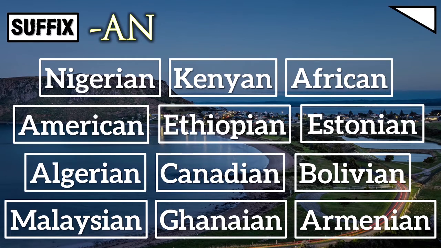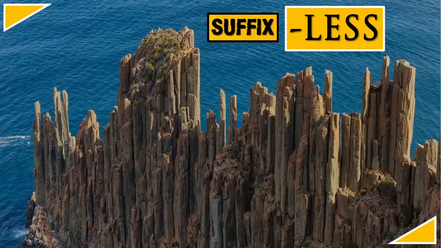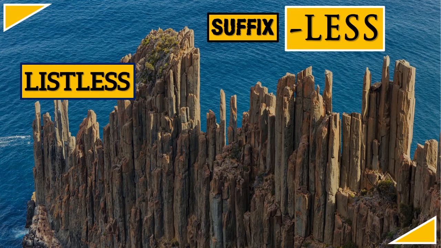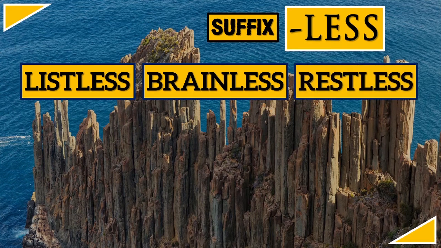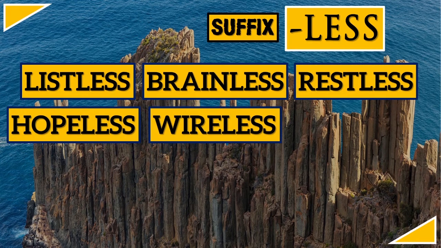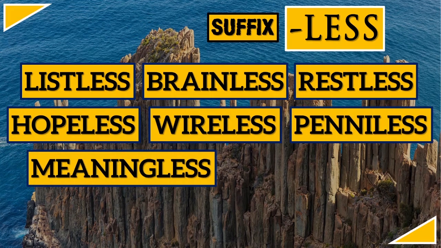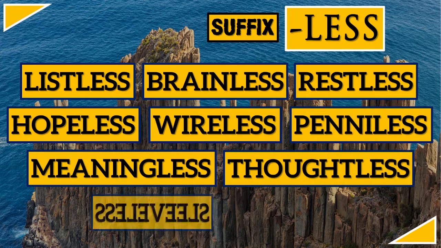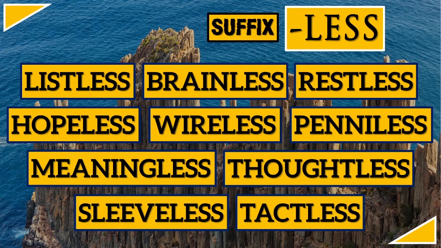Another way to know that a word is an adjective is when you have the suffix -less added to such a word. For example, you have words like listless, brainless, restless, hopeless, wireless, penniless, meaningless, thoughtless, sleeveless, tactless, and so on and so forth.